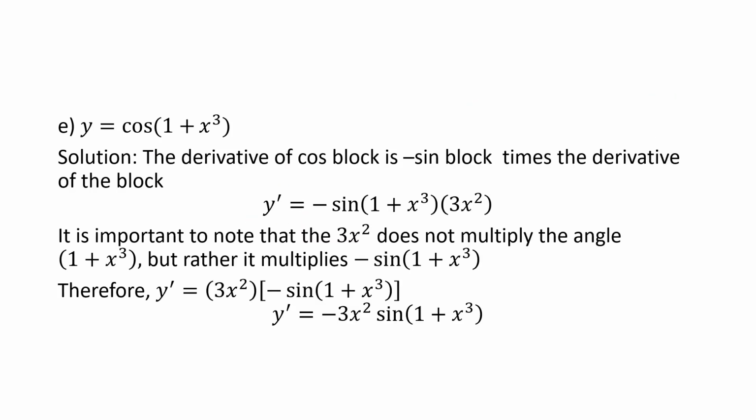And here it is nicely written out. Okay, we've got negative sine of 1 plus x cubed times 3x squared, but because the 3x squared does not multiply the angle, but rather multiplies negative sine of 1 plus x cubed, it's often convenient to write it out as I have at the bottom of the page.